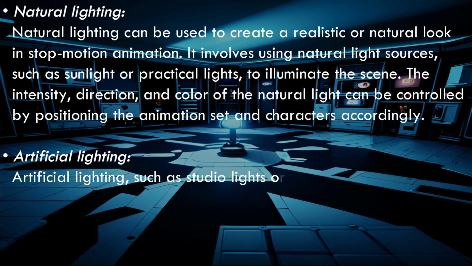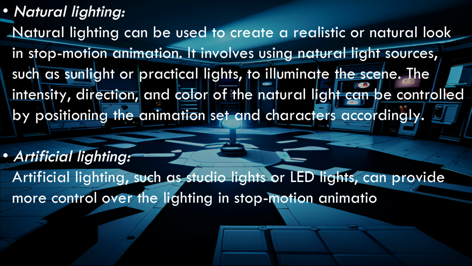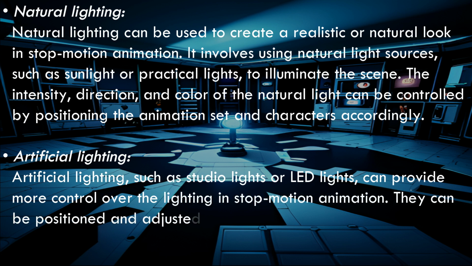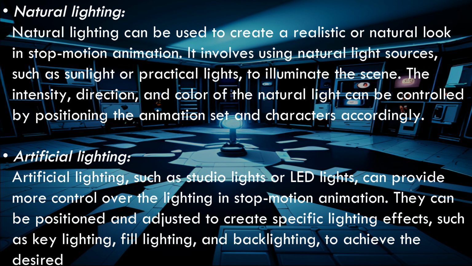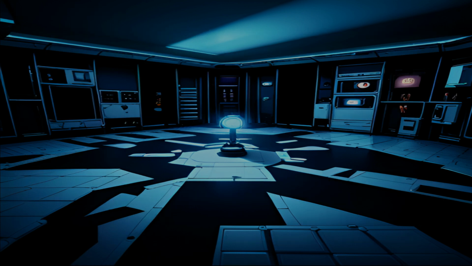Artificial lighting. Artificial lighting, such as studio lights or LED lights, can provide more control over the lighting in stop-motion animation. They can be positioned and adjusted to create specific lighting effects, such as key lighting, fill lighting, and backlighting, to achieve the desired look and mood of the animation.